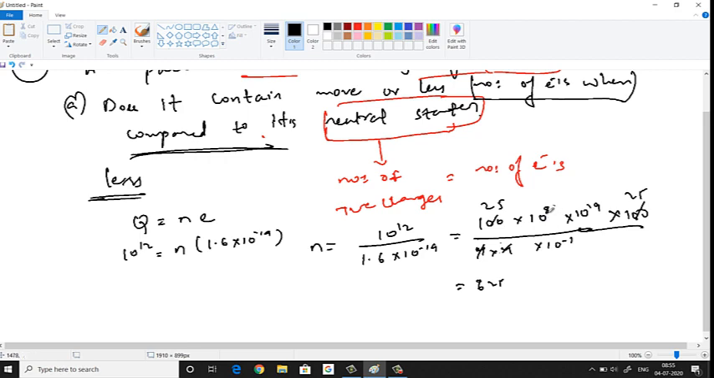And here how much will be left? 10 power 8 into 10 power 19. That is 10 power how much? 27. By 10 power minus 1 goes up, it becomes 10 power 28. So you can write like that, 6.25 or simply 625 into 10 power 28 electrons were removed.